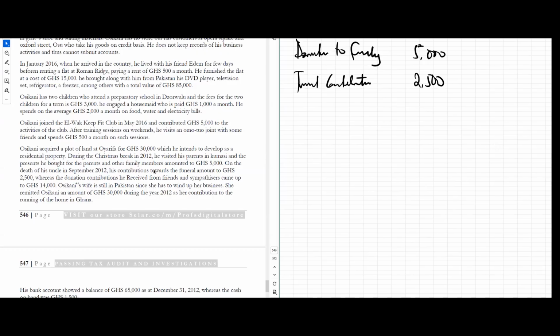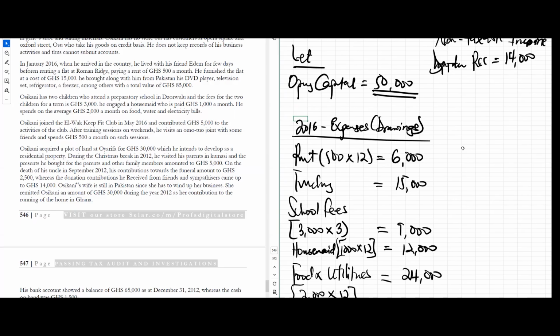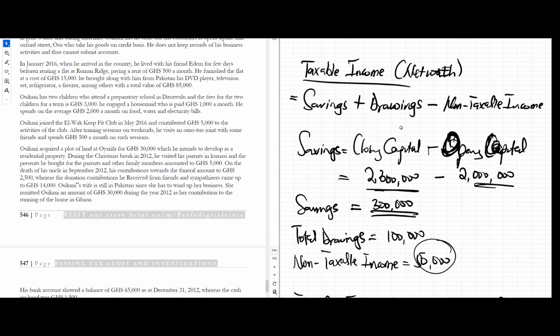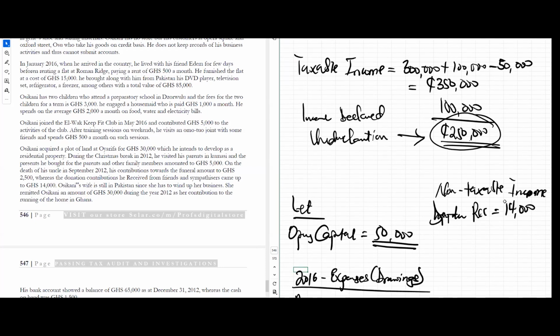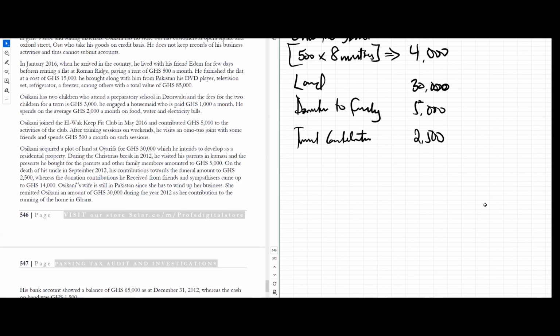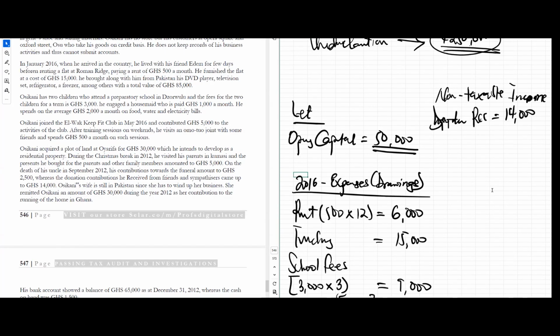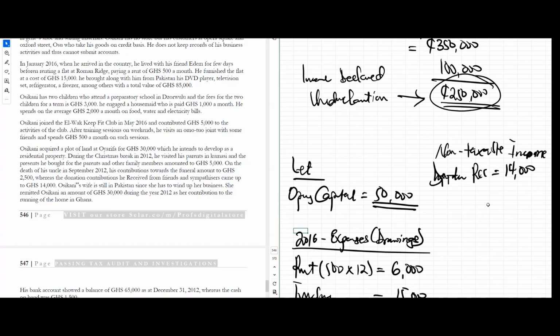So sir, that one, how do we treat it? It's a non-taxable income. We put it aside. You note it aside. Not taxable. Do you get it? Okay, then what else happened? They said Osikeni's wife is still in Pakistan since she had to wind up her business. She remitted Osikeni an amount of 30,000 during the year as a contribution to the returning home to Ghana. That amount that his wife sent him, is it taxable or not taxable?